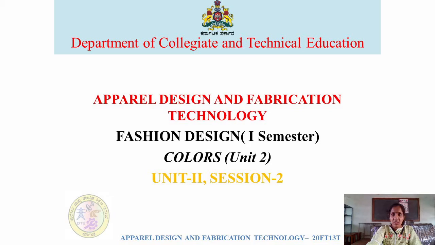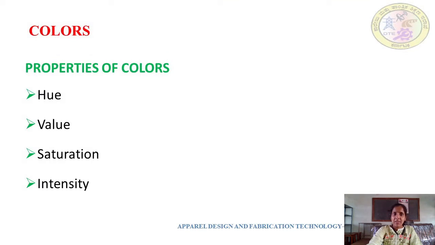In the previous sessions, we have learnt about human anatomy, introduction, knowledge, and divisions of the theory. Then the last session was on colors, the second unit of the fashion designing theory subject, and the code is 20FT13T. Now let us continue with the same thing. Let us see what the properties of colors are. The properties of colors are hue, value, saturation and intensity.